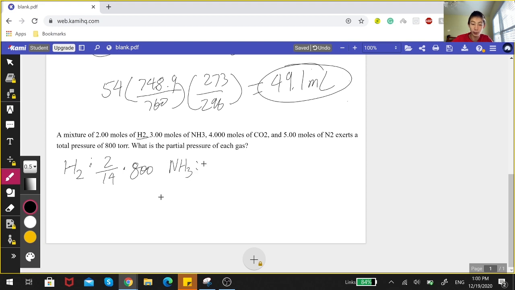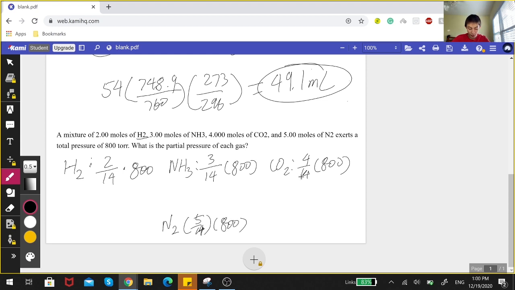And the same will be for NH3. It will be the number of moles of NH3 divided by the total number of moles of gas, which is 14, times 800. CO2 will be the same, except this time it will be 4 moles over 14 times 800. And N2 will also be the same, except it will be 5 over 14 times 800. And that is how we find the partial pressure, really.